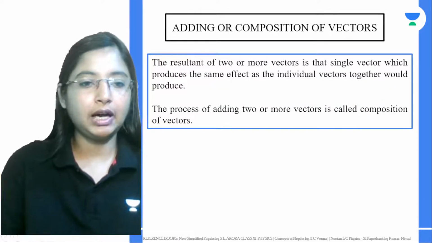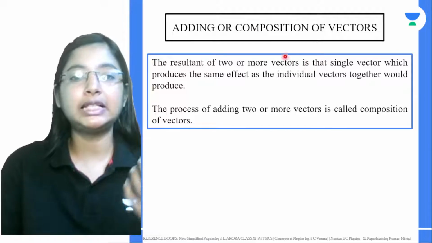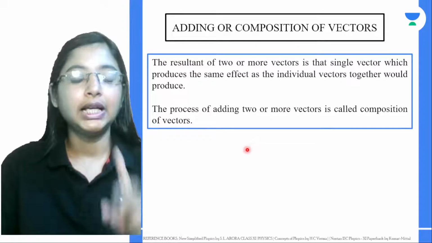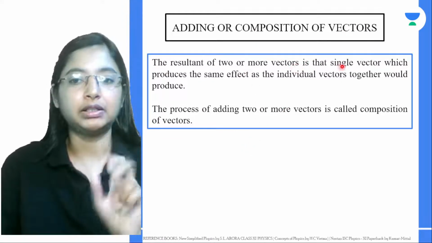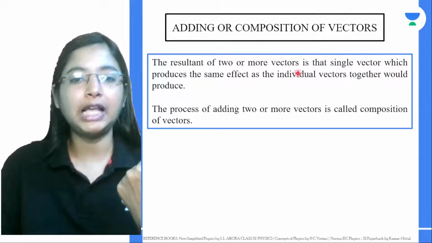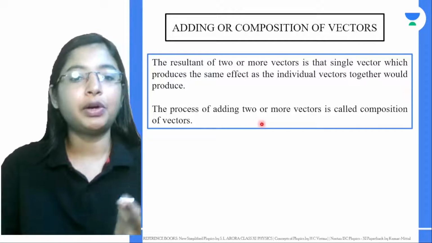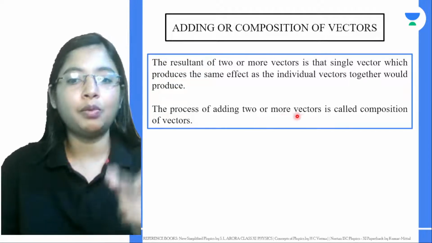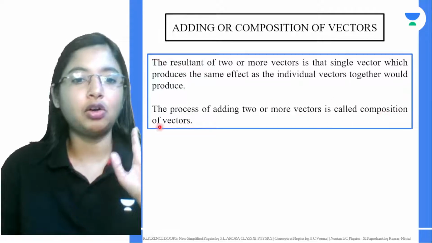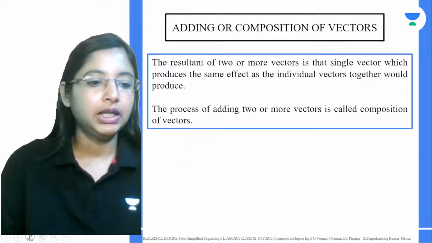Now let's learn what composition of vectors is. The resultant of two or more vectors is that single vector which produces the same effect as the individual vectors would produce. The process of adding two or more vectors is called composition of vectors. This is very simple.